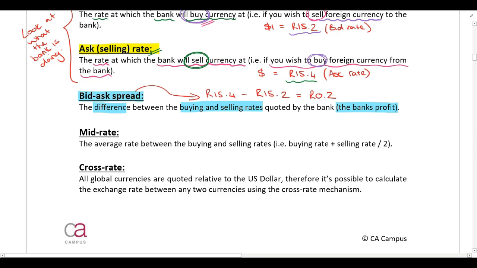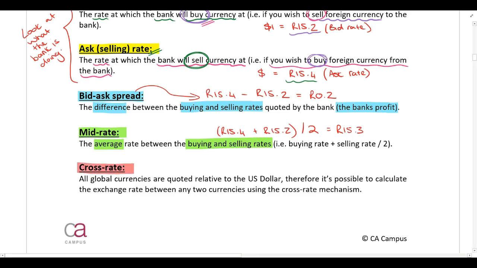Then also linked to that, the mid rate is actually just the average of the buying and selling rates. So if we wanted to calculate the mid rate, it would be 15 Rand 40 plus 15 Rand 20, and we would divide that by 2 in order to calculate the mid rate. So our mid rate is going to be 15 Rand 30.